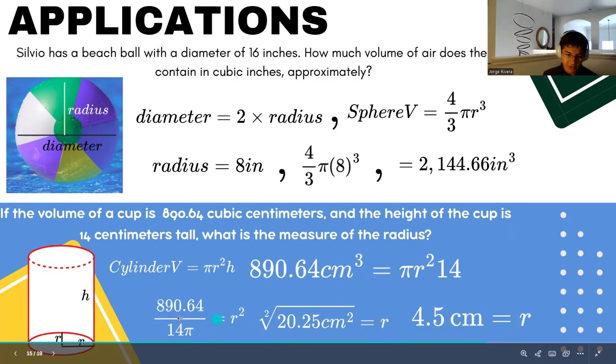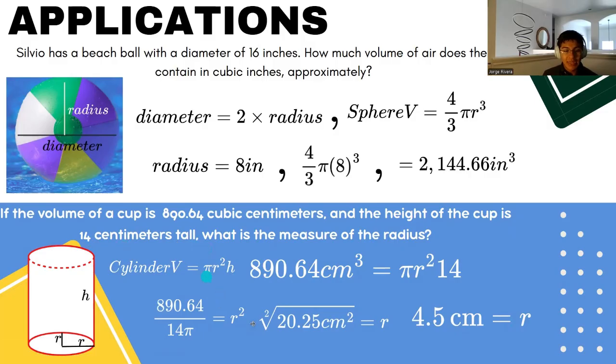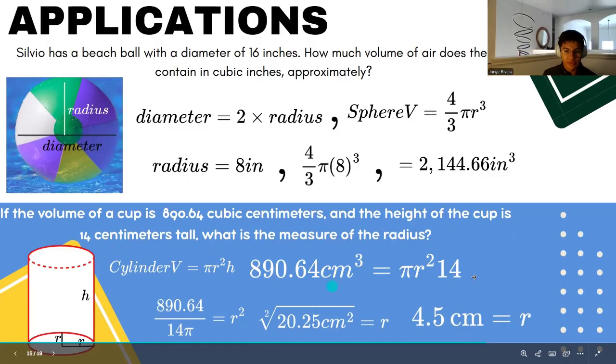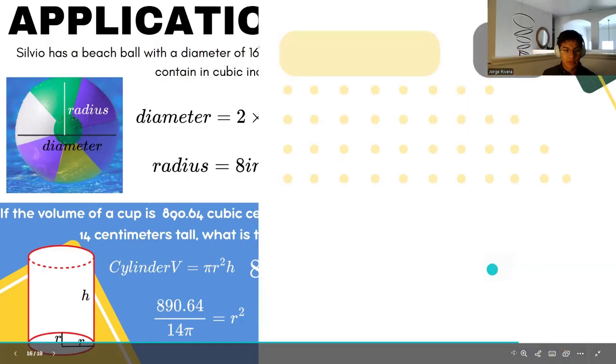So all we really did was substitute values that we know into the equation and solve for things by doing the inverse. That's very good. All right.